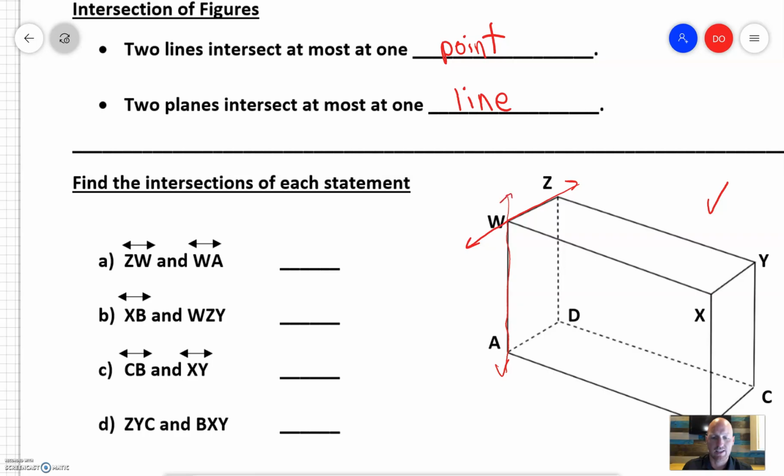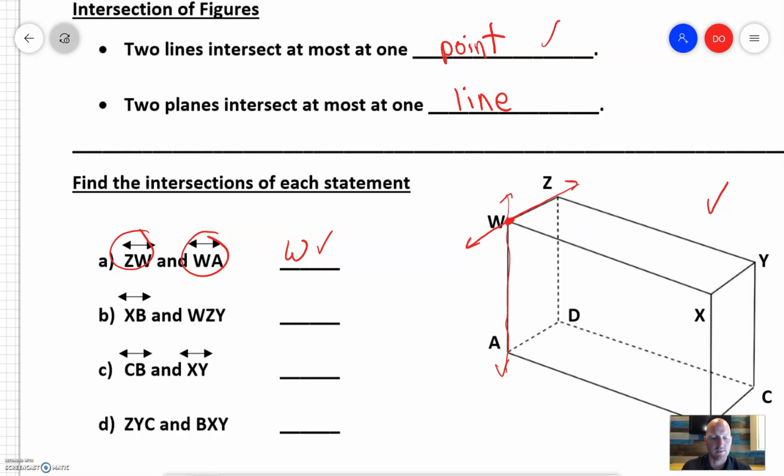And I could physically see where these two run into each other, and it looks like they're running into each other at point W. And again, based off of this statement up here, we know that we have two lines, and lines intersect at points. Let's move on to the next set of figures.